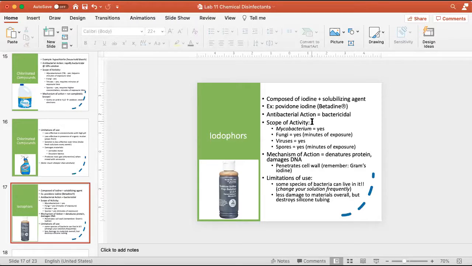Now, in terms of scope of activity, iodophores are effective against Mycobacterium, so that's good. They are effective against fungi, but you've got to leave them on for longer, so that's a drawback. Viral particles, yes, they will destroy viral particles, and they will destroy spores, but once again, you've got to leave them on. You've got to leave them for minutes.